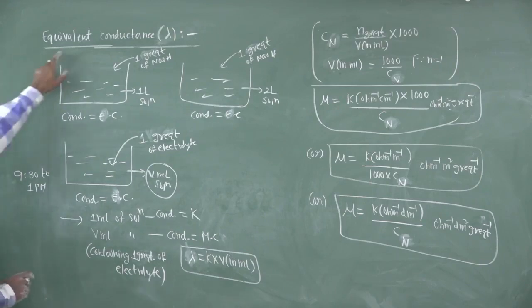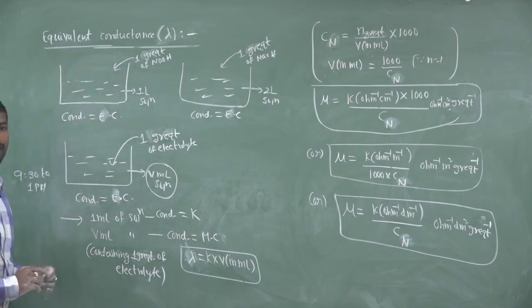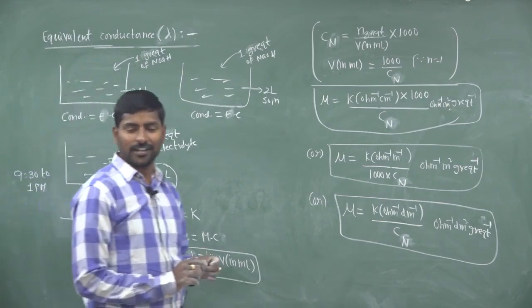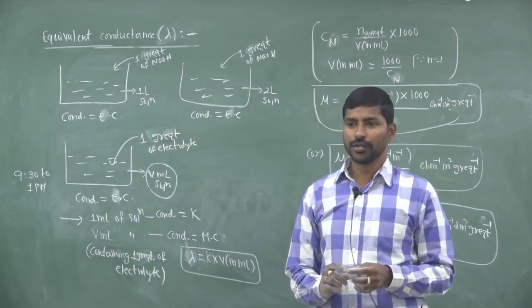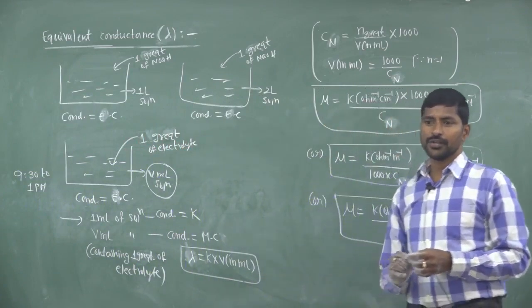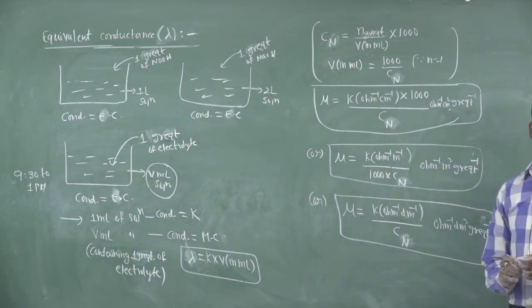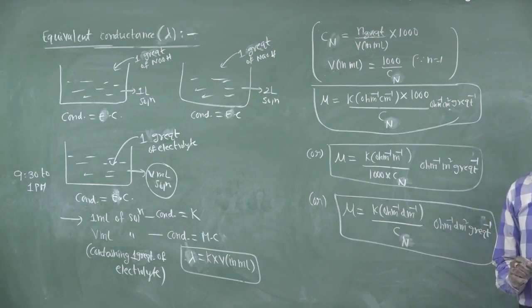How can you define equivalent conductance? It is the conductance shown by 1 gram equivalent of solution, or it is the conductance of solution containing 1 gram equivalent of electrolyte.